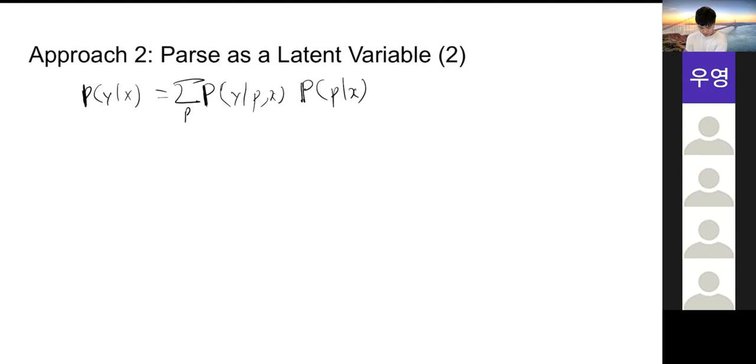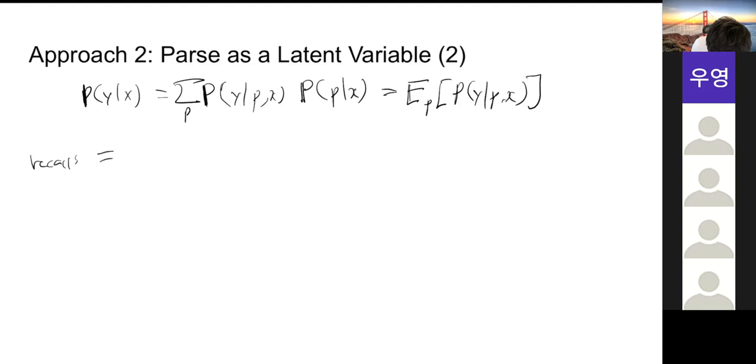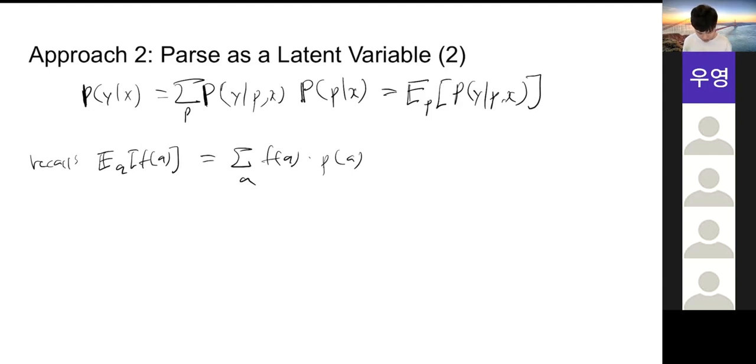And you know that because this is basically, what is this equivalent to? This is basically the expectation over p of P of Y given p and X, right? Because that's the definition of the expectation of a certain value. Hopefully you remember that, recall: the expectation of a certain function f over A is equivalent to the summation of f(A) times P of A over all A, right? So everyone knows this, I hope so.